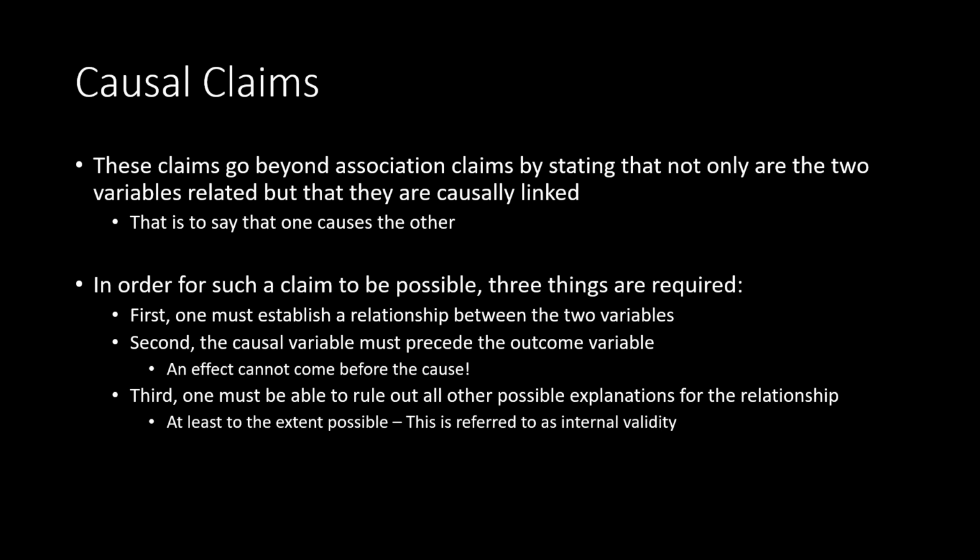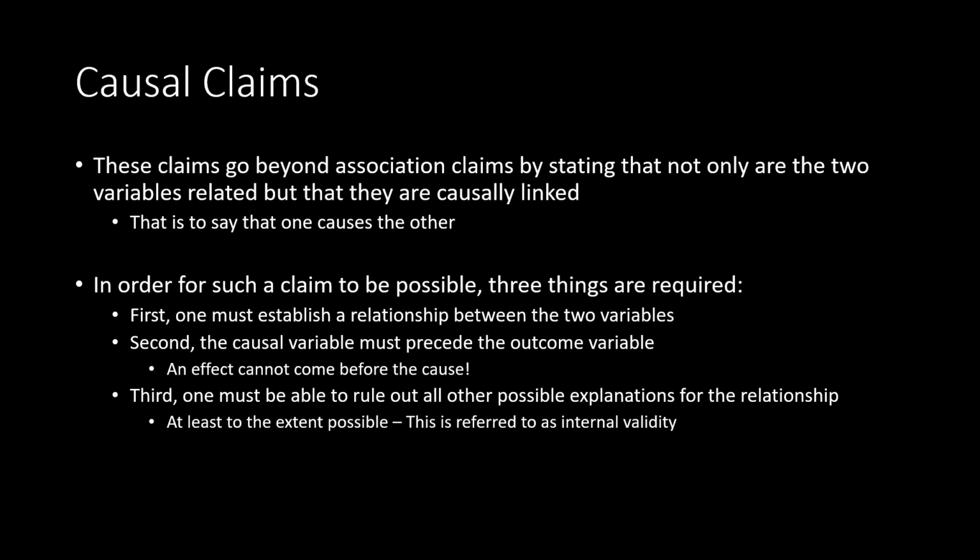Finally, we have causal claims. So these claims go beyond association claims by stating that not only are two variables related, but they are also causally linked to one another. Now, that is to say that one variable causes the other. Now, in order for a causal claim to be a causal claim, three things are fundamental. Now, the first is that there must be a relationship between the two variables. If there is no relationship, then there can be no cause and effect between them.